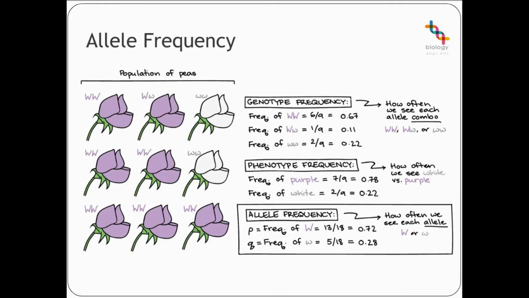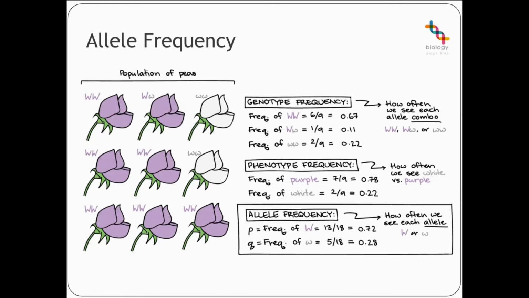So when we're looking at allele frequency and genotypes and phenotypes, remember, the genotype is the combination of alleles. So whether you've got big W or little w, whether you're dominant or recessive, whether you're heterozygous or homozygous, that's your genotype. Phenotype frequency is how often we see our physical characteristics. So how many times we see purple flowers to how many times we see white flowers.